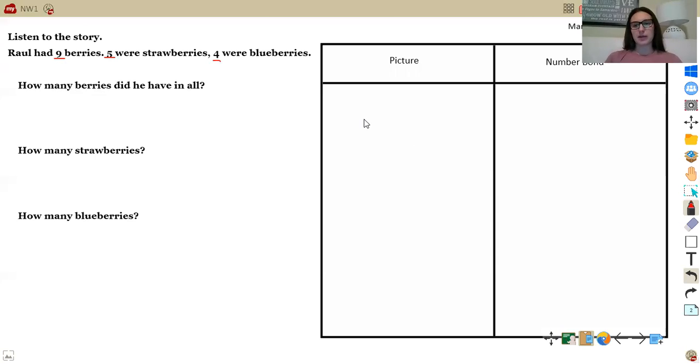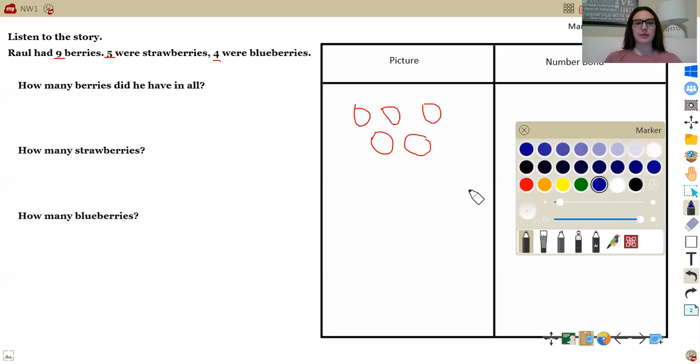So I'm going to use my red marker and draw 5 strawberries. I'm just going to draw circles because strawberries are a little too difficult. 1, 2, 3, 4, 5. And then I'm going to use the color blue to represent my blueberries. I see that I have to draw 4 because 4 were blueberries. So I'm going to draw 4 additional circles.